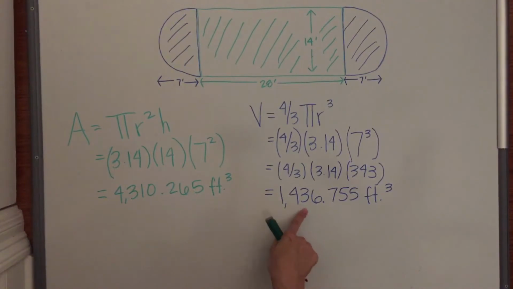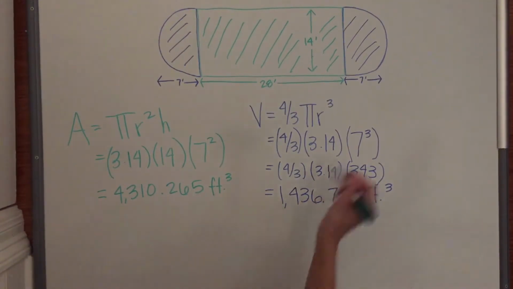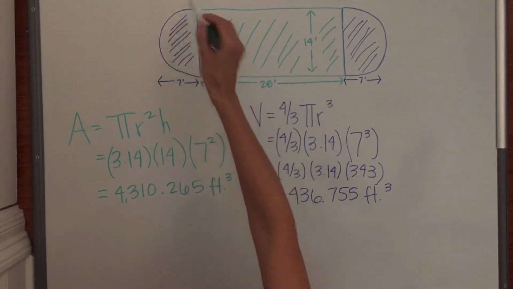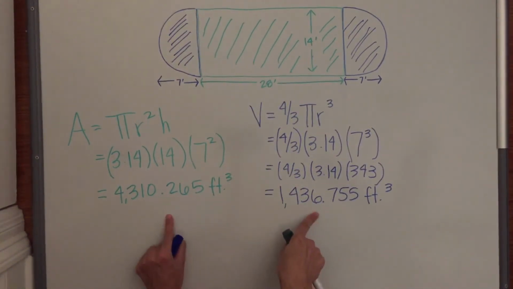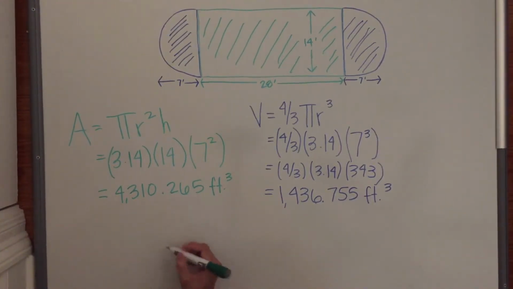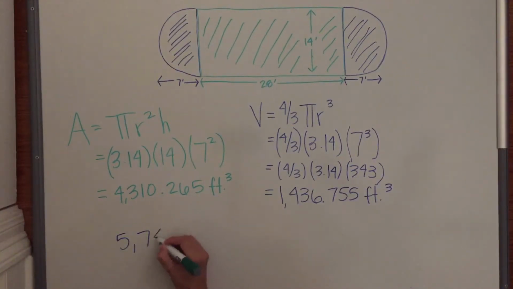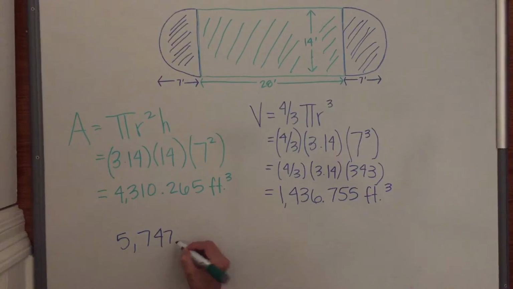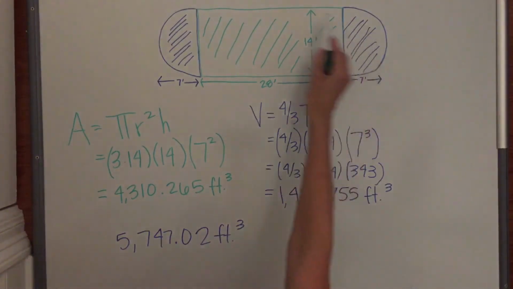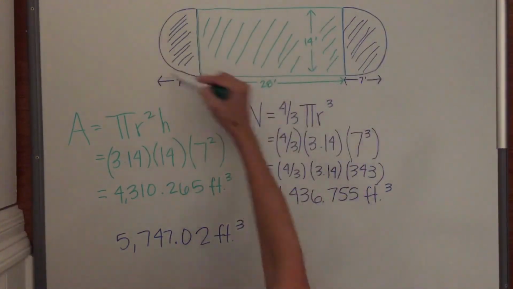Now once you get this, you have to remember this is the volume for the total sphere. Now what we're going to do is add these two together, and when you add these two together, you get 5,747.02 feet cubed, which is the total volume of this cylindrical tank.